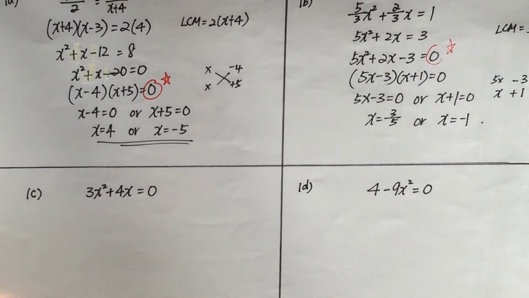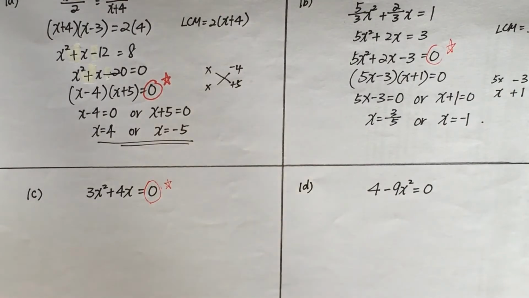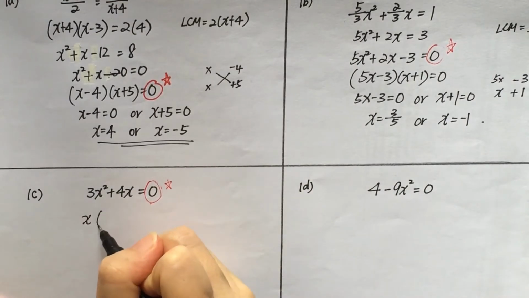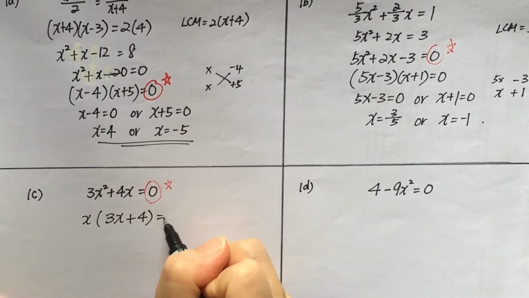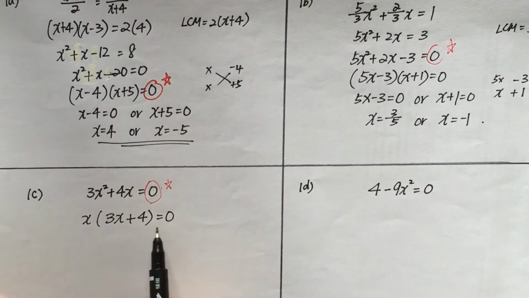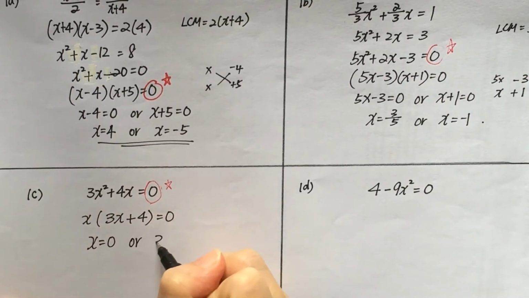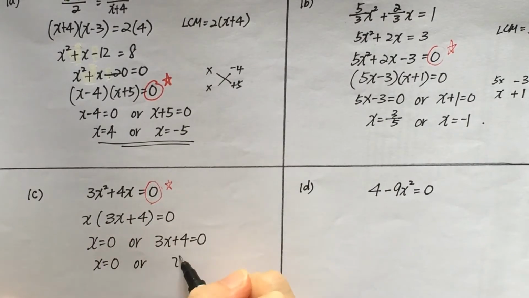Okay, question 1c is very easy because one side is already 0. So the left hand side, there are only two terms, so the common factor will be x. When x is brought out, I'll have 3x plus 4 equals to 0. So now I have x times 3x plus 4 equals to 0. So I'm going to use the null factor law. Either the first factor is 0 or the second factor is 0. So if the first factor is 0, x is equals to 0. If the second factor is 0, I'm going to get negative 1 and 1/3. Okay, so this is the answer for question 1c.